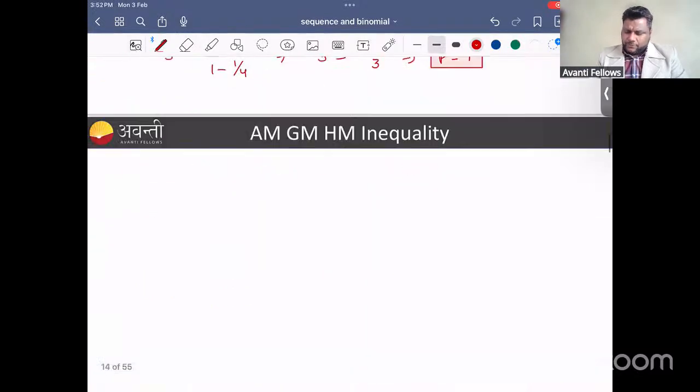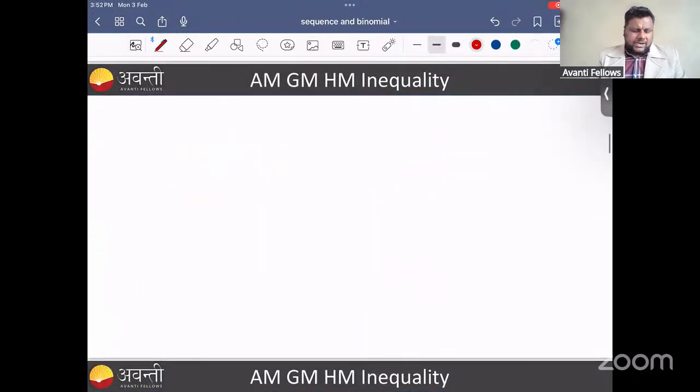Got it? Now let's start with AM, GM, and HM inequality. First of all, what is AM, GM, HM, and what is the inequality involved with them? All right, let N positive, this positive is very necessary. You won't be able to apply the AM, GM inequality if you do not see this word positive.